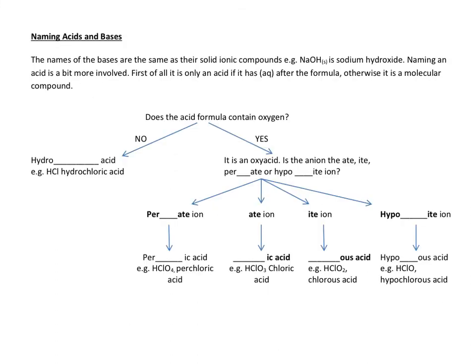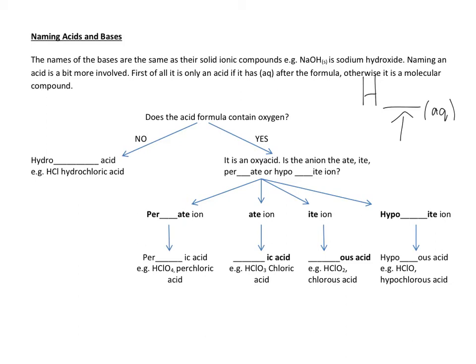Naming acids and bases. Naming bases is straightforward. It's simply the ionic name for the compound. So NaOH, sodium hydroxide. Ca(OH)2, calcium hydroxide. Acids is a little bit trickier. So first of all, you've got to look and see whether or not there's an oxygen in the formula for your acid. All acids will start with an H, and they will have an AQ. So you're looking here to see if there's an oxygen.